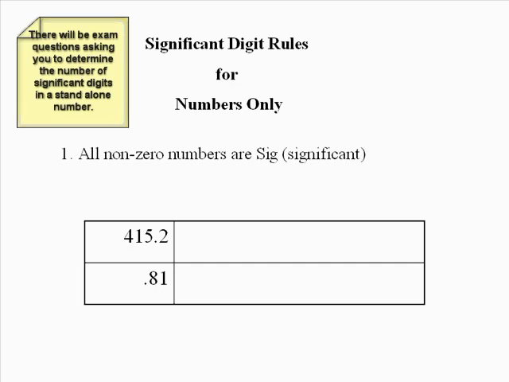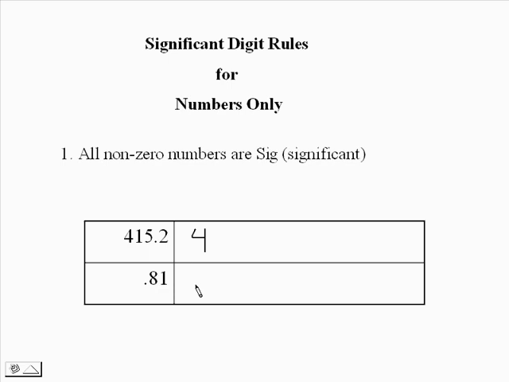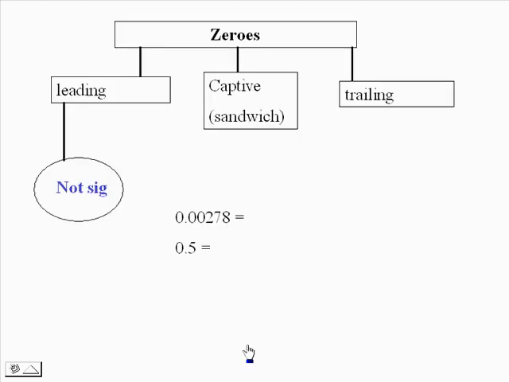Let's take a look at the rules for significant digits. The first rule states that all non-zero numbers are significant. And so this value right here would constitute all the values as being significant, so it would have a value of 4 sig figs. This value here would have a value of 2 significant digits.